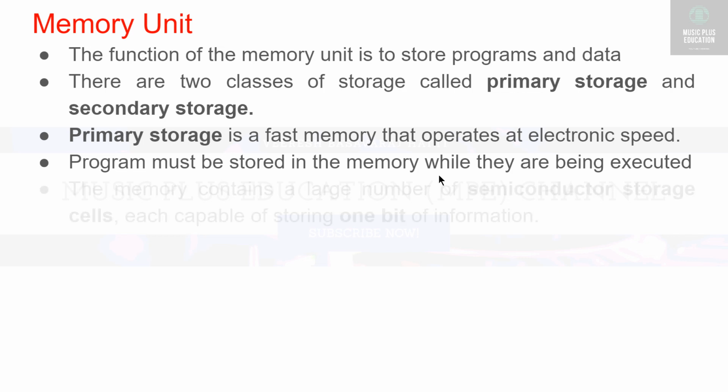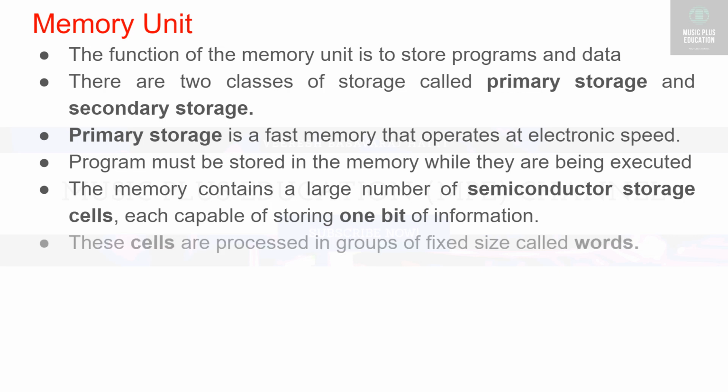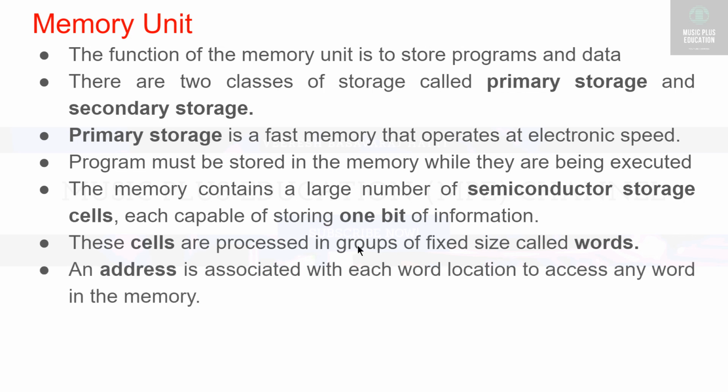The memory contains a large number of semiconductor storage cells. This entire memory unit, the RAM, is made up of semiconductor storage cells. Each semiconductor storage cell can store only one bit of information. If the computer is 16-bit or 64-bit, then we require 64 semiconductor storage cells, because each can store only one bit of information. These cells are processed in groups of fixed size called words. An address is associated with each word location to access any word in the memory.